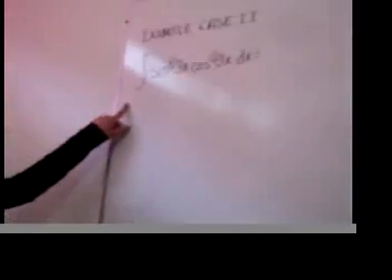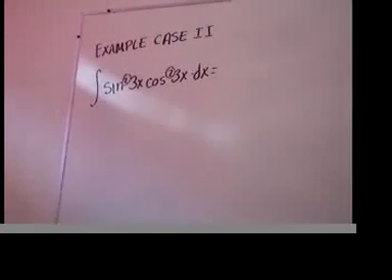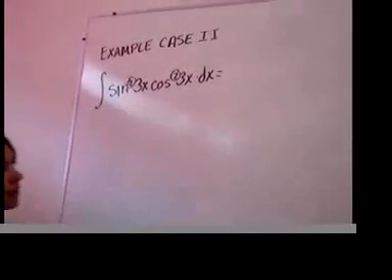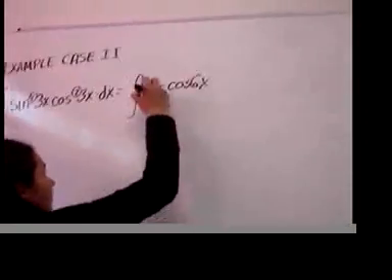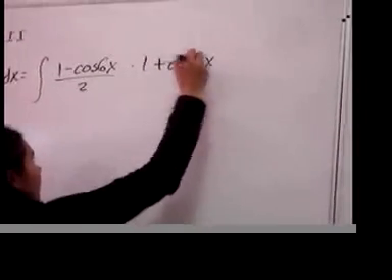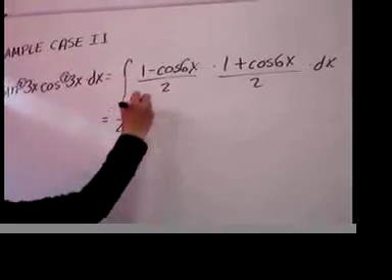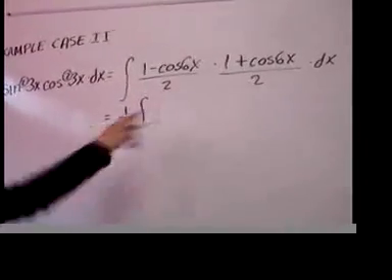And another example is of case number 2. We have the integral of sine square of 3x times cosine square of 3x times dx. As we have even numbers in the product, we have to use the formula of case number 2. We have to substitute those values with the formulas. We write the constants out of the integral sign, and we make the product of it.